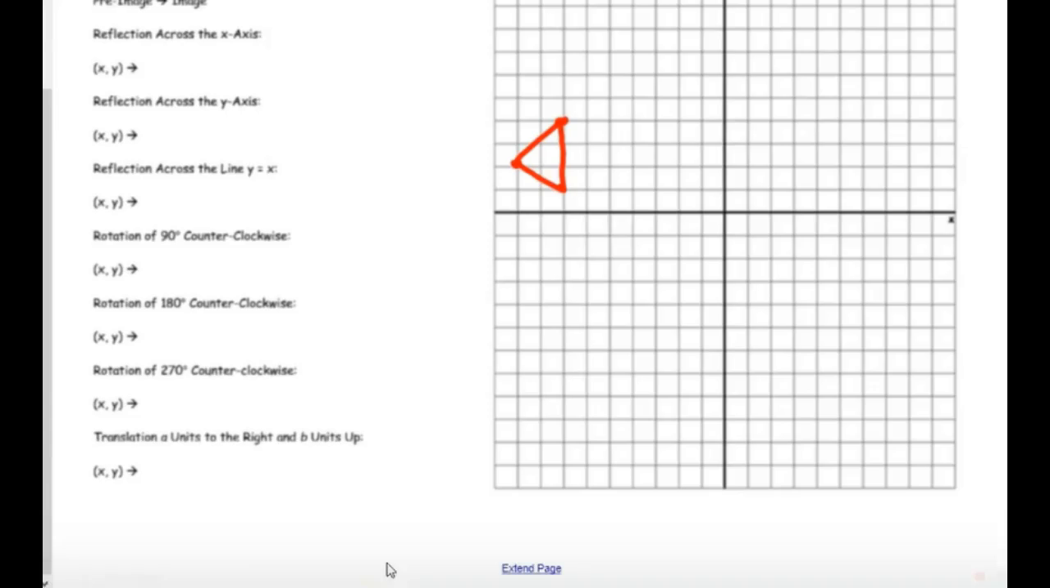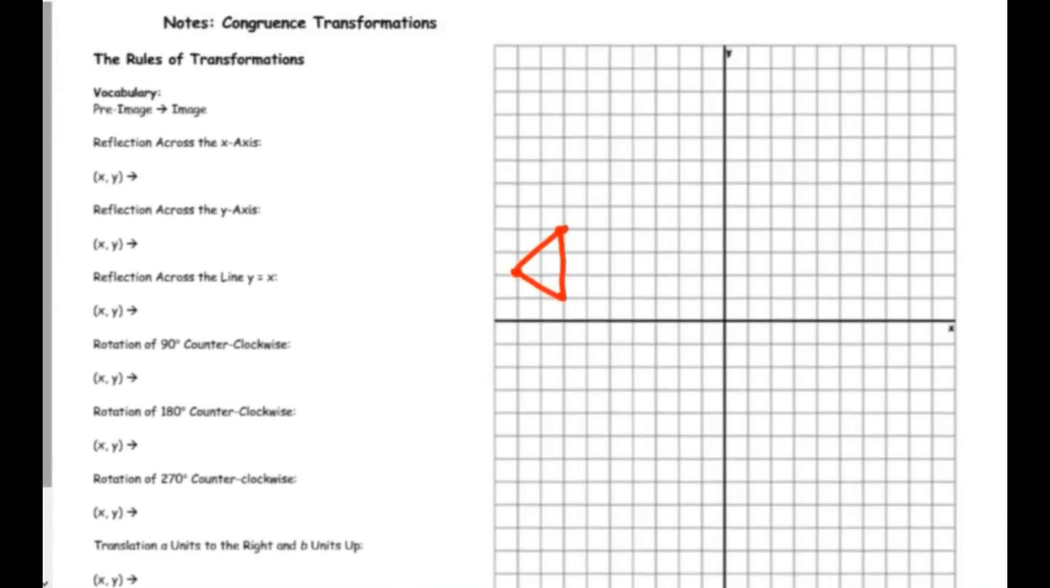Here, at the top it says congruence transformations. If you didn't know this, there are different types of transformations. There's congruence transformations that leave it the exact same shape and size, but just move it around. And then there's non-congruence, where it makes it a little bigger or smaller. You might call that similarity if you want to. So let's talk about the rules of transformation.